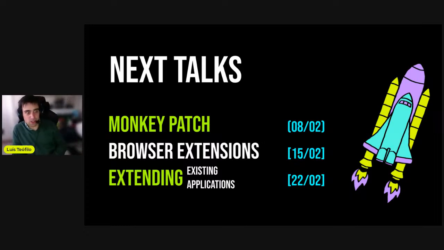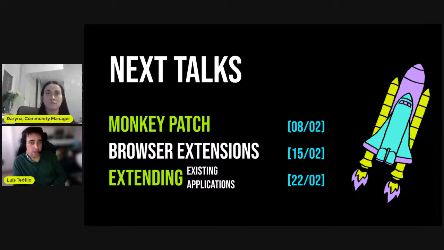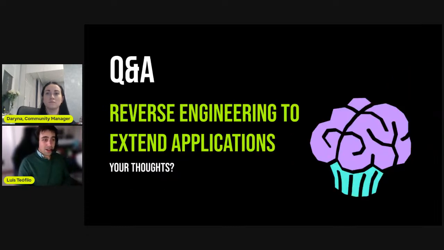So just to give a quick summary on the next talk, I will go deep on monkey patching in JavaScript. I gave you an example on the requests, basically changing the behavior of a function, and we will talk about that with more practical examples in the next session. Then we will talk about browser extensions and how to create simple browser extensions, and afterwards we will adapt browser extensions to extend existing web applications. So this was it. Thank you very much for attending, and I'm open to all your questions.